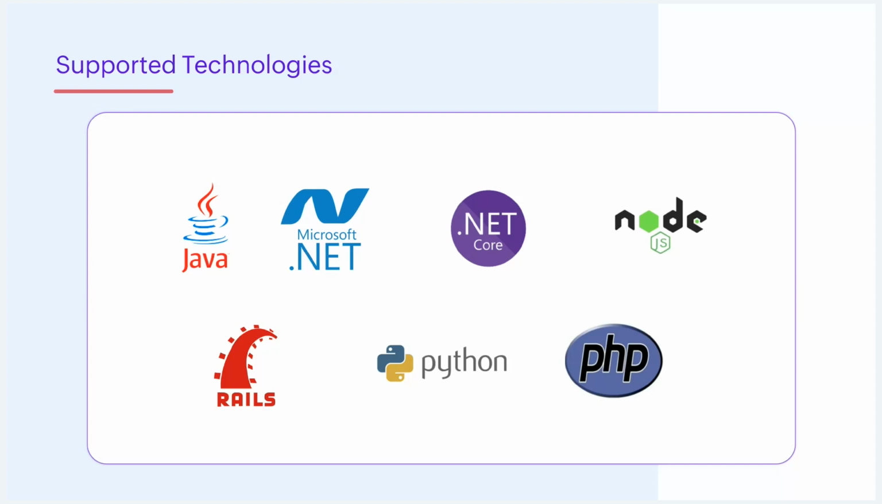The supported technologies in APM Insight are Java, .NET Core, Node.js, Ruby on Rails, Python, or PHP. If your application is built on any of these platforms, you can very well bring it into the monitoring of Applications Manager.